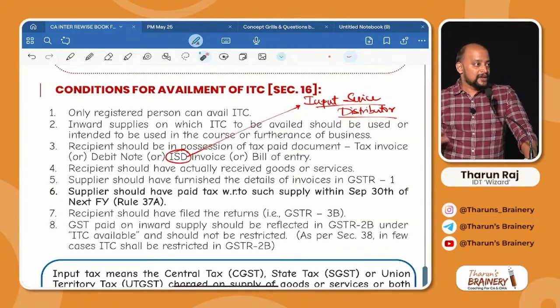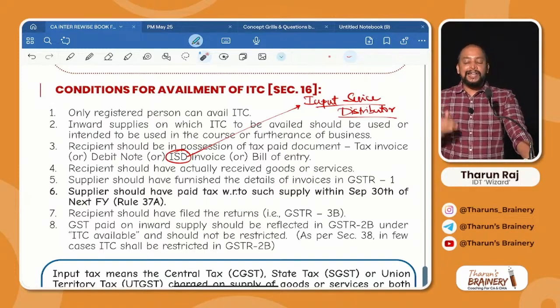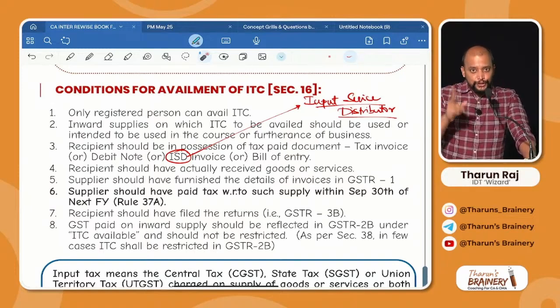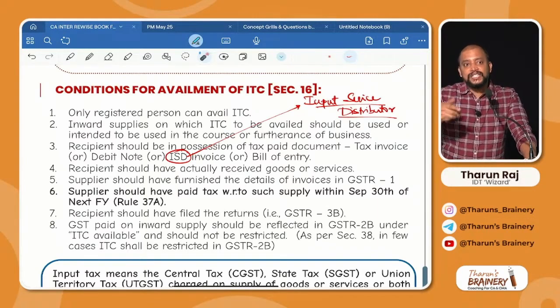You remember like that. What are the first 2 basic conditions? Only a registered person can avail ITC, and inward supply should be used or intended to be used in the course or furtherance of business. And then 3 conditions by recipient. The recipient should be in possession of a tax paid document. The recipient should have actually received the goods or services. Number 3, the recipient should file the return in GSTR 3B. Got it?